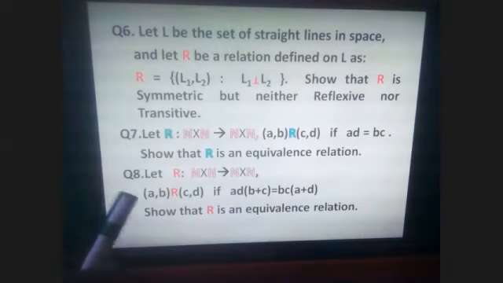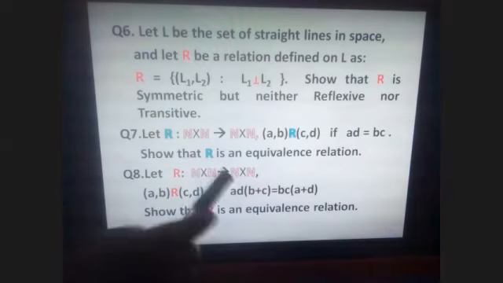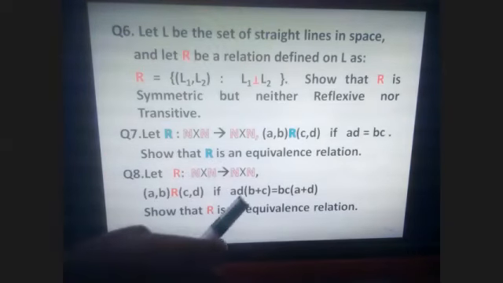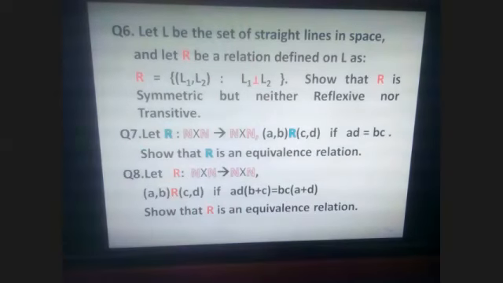Again, question number 8. Little more complicated. Relation is from N cross N to N cross N. AB related to CD if AD into B plus C equal to BC into A plus C. If you get it, you do. Otherwise, question number 8, I will discuss when we meet again.